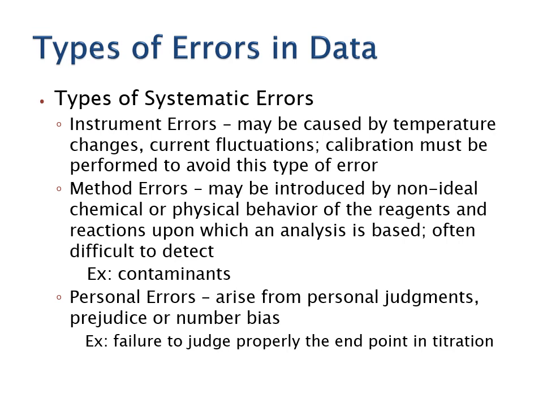Next is yung personal error, and it arises from personal judgments, prejudice, or number bias. For example, failure to judge properly the endpoint of titration. So, for example, magtitrate kayo sa lab, tapos nakalimutan na sobrahan yung dagdag nyo, so na-miss nyo na yung endpoint. Or for example, mali yung tingin mo dun sa glassware na dapat yung pipette pala hanggang 10 ml mark lang, pero inubos mo yung nandoon sa loob ng pipette. So, that is called personal error.